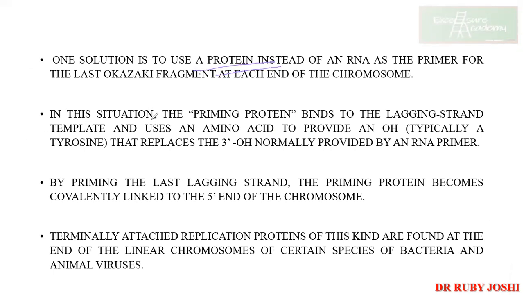Now, in this situation, the priming protein, now it is known as priming protein, it binds to the lagging strand template and uses an amino acid to provide an OH wedge. और हमें क्या चाहिए था, OH ही चाहिए था. Remember in the primer also we have got 3-OH, to which your incoming phosphate comes and bind and you have got the formation of a phosphodiester bond. Remember the SN2 mechanism we have talked about. Remember the first few lectures.